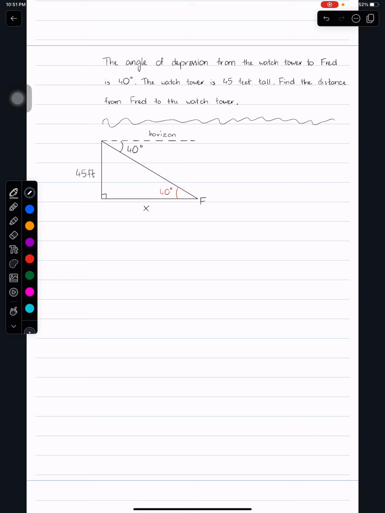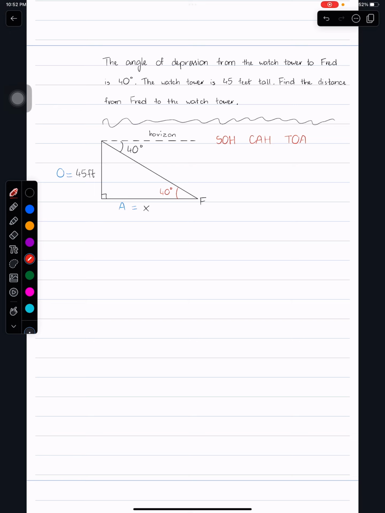In order to do this problem, first of all, let's identify the relationship between the sides that we have and the angle in red. So 40 degrees is the angle that we have. Across from it, the 45 feet would be the opposite side to the 40 degrees. And the X in here would be the adjacent side to the 40 degrees. Okay? So based on the definition of SOH CAH TOA, right? In here, we have the opposite, and we have to find the adjacent given the angle.